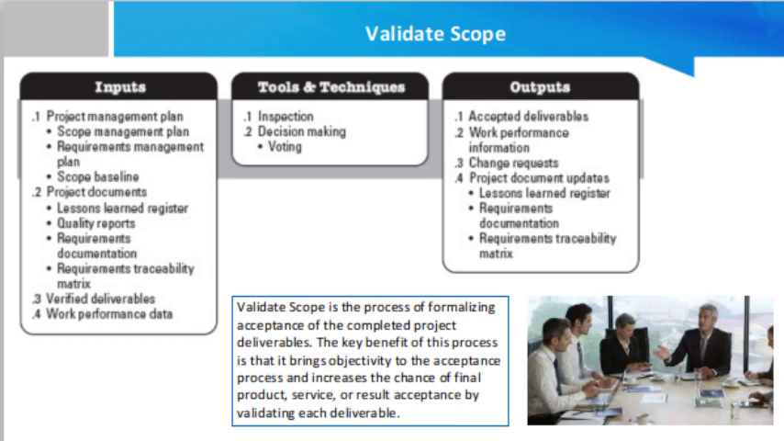Verified deliverables. Verified deliverables are deliverables that are completed and checked internally for correctness and quality through the control quality process. Work performance data. The work performance data includes the degree of compliance with the requirements, and the number and severity of non-conformities. Tools and techniques. The validate scope process consists of these tools.